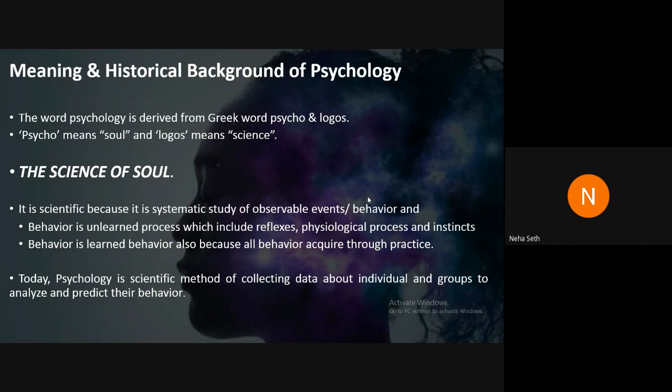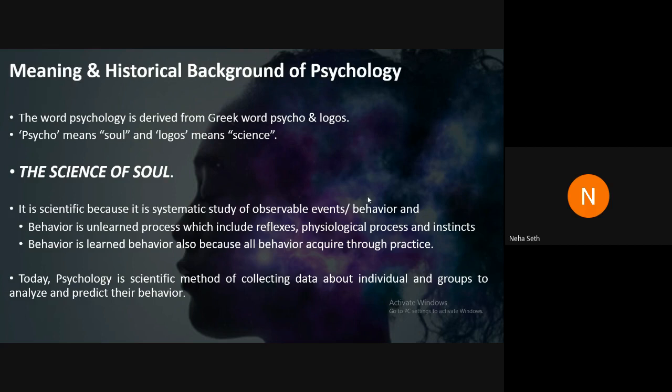Now we can say that behavior is unlearned because we are studying something which includes reflexes: how the person reacts to a situation which was not pre-existing, how their psychological processes actually work, how their instincts work. But the behavior is called learned behavior. Why do we call it learned behavior? Because sometimes the behavior is acquired through practice. When we are moving ahead in some profession, if we are a doctor or a teacher, there are certain behaviors that we have inculcated and developed because we have practiced that behavior.